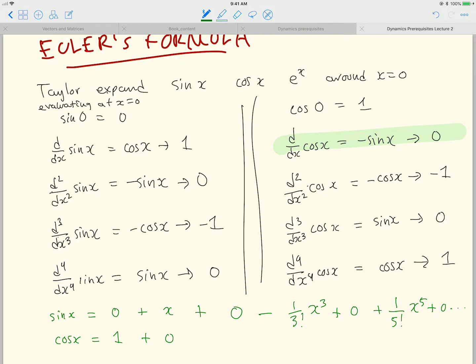The next term has a minus 1/2 x squared. And that minus comes from here. The second derivative evaluated at x equals 0 is minus 1. The next term is 0 because this derivative is 0. The next term has a minus in it. Sorry, a plus now. 1 over 4 factorial x to the 4th, and so on and so forth, and we keep going.